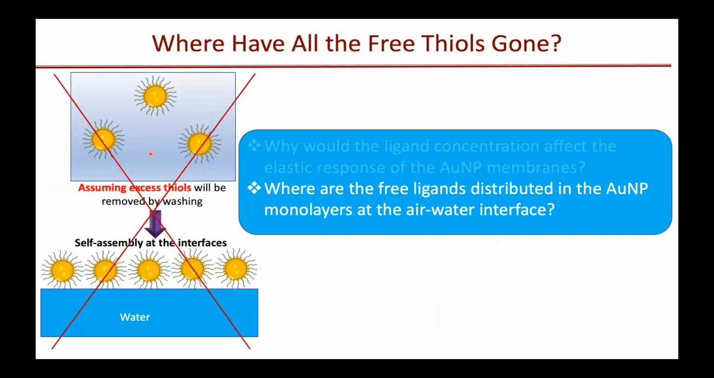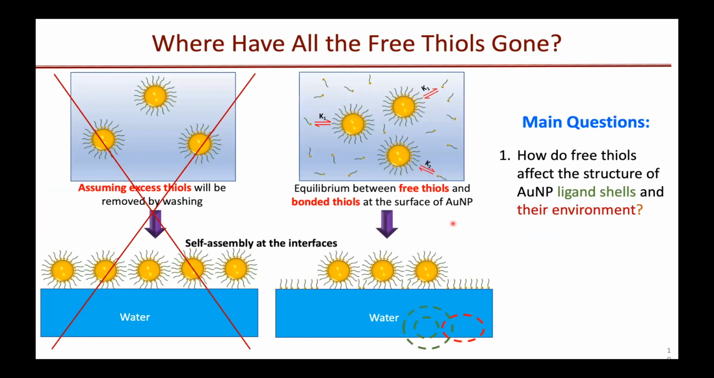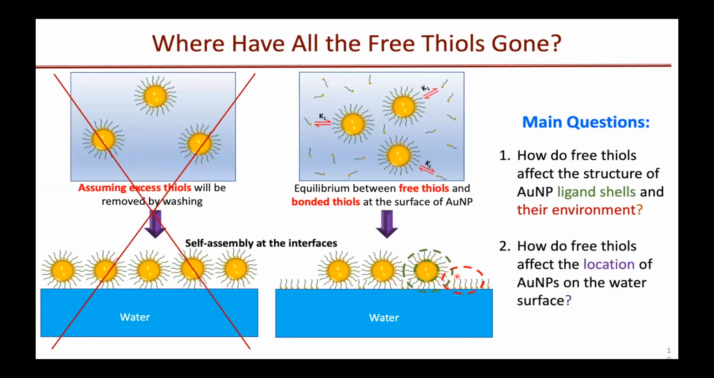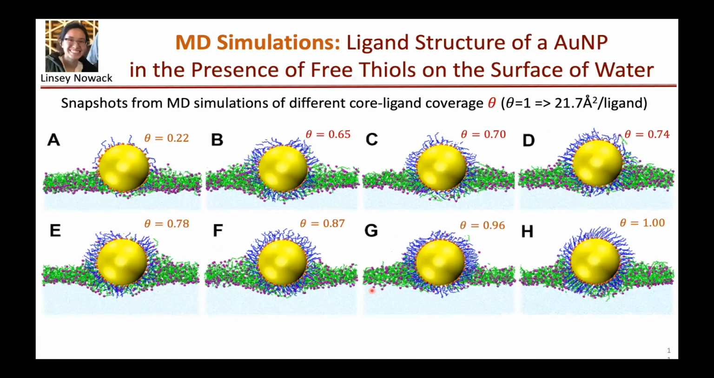So now we know that there are always free thiols in the solution. And we ask, where are the free thiols distributed in the gold nanoparticles at the air-water interface? Specifically, we ask, how do free thiols affect the structure of the gold ligand shells and their environment? And also, how do the free thiols affect the location of the gold nanoparticles with respect to the surface of water? So we address these questions with MD simulations and X-ray scatterings. First, we'll look at the MD simulation results.